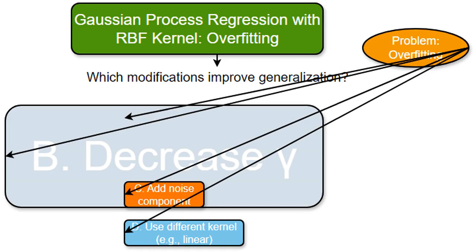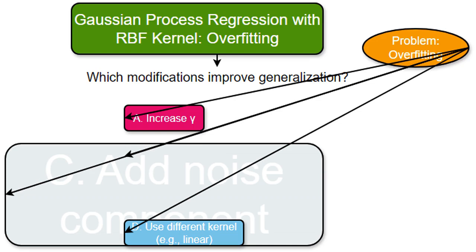I think decreasing gamma is a great idea. Remember, gamma controls how far the influence of each data point reaches. A smaller gamma means each point has less influence, smoothing out the model and preventing it from getting too caught up in the details of the training data. This helps your model generalize better to new, unseen data. That's precisely what we want to avoid overfitting.